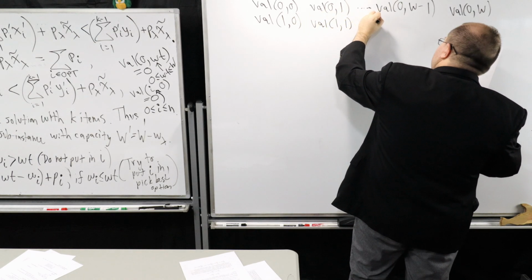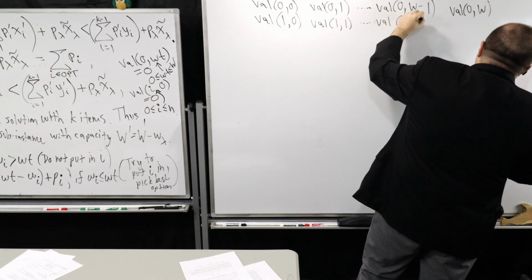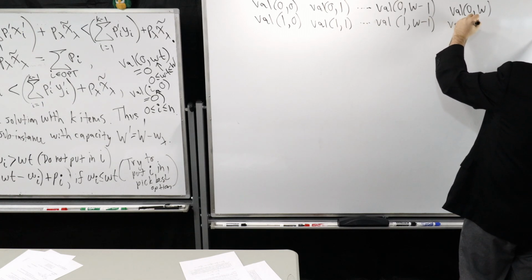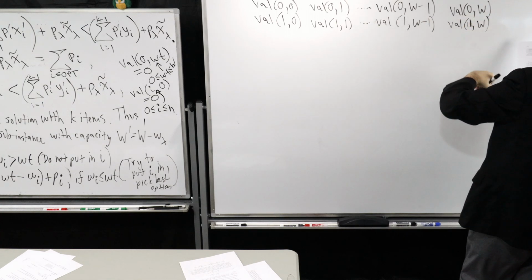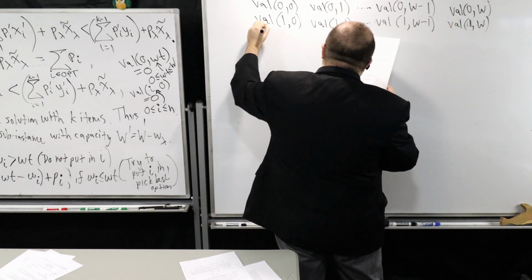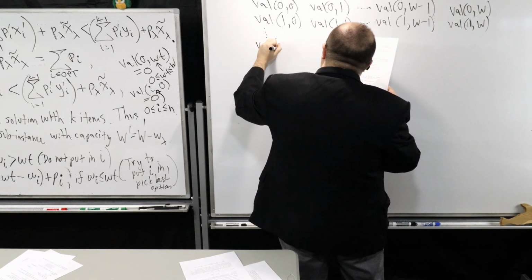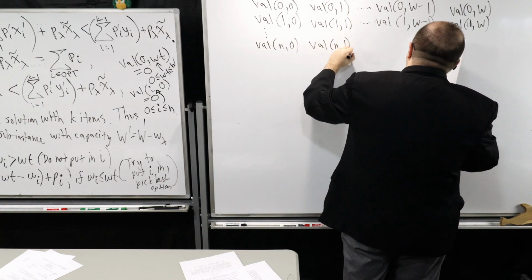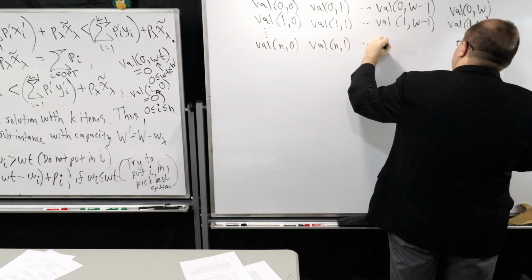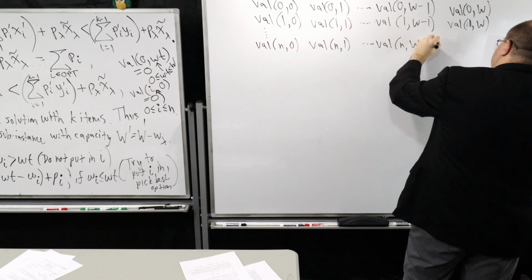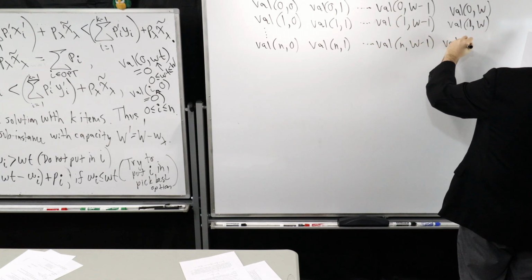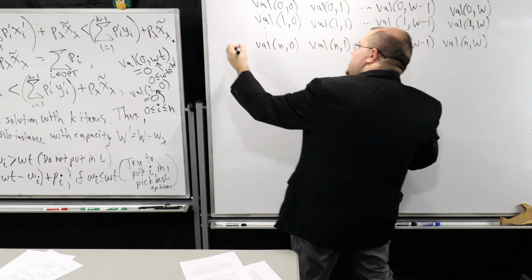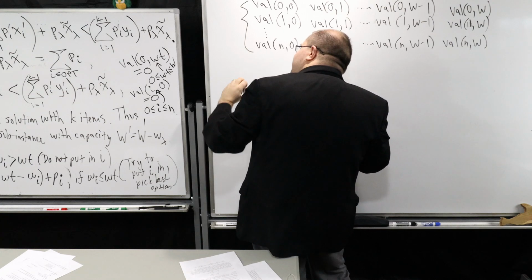Val 1,1, val 1,W minus 1, val 1,W. So I'll explain what each entry of this exactly means, but it goes all the way down until you have val N,0, val N,1, val N,W minus 1, and then we have val N,W. So this is going to be the table that our algorithm is going to generate.